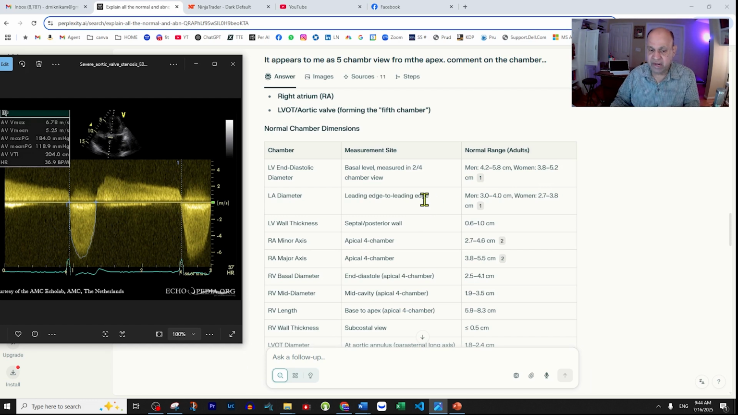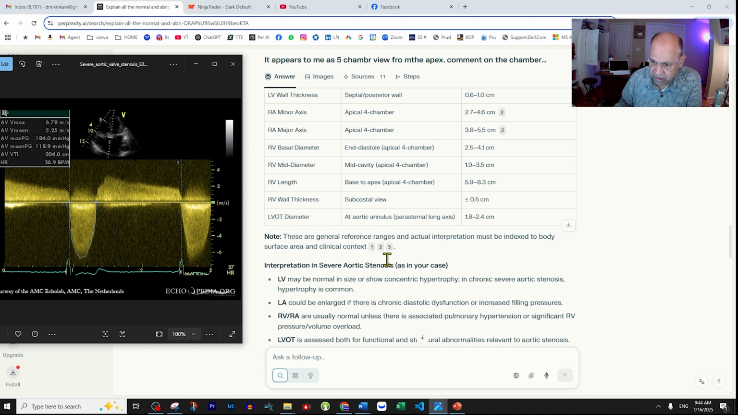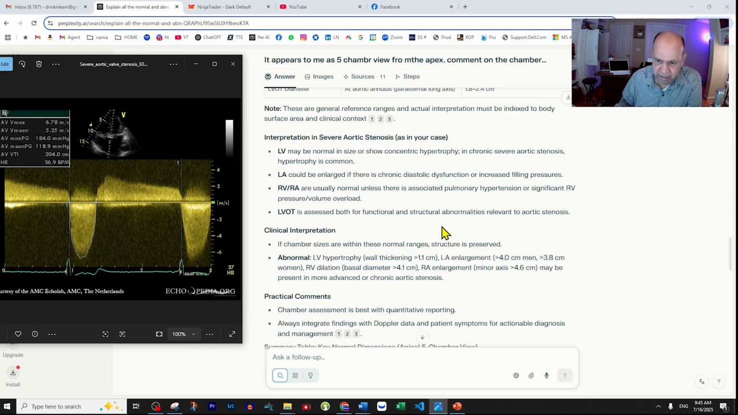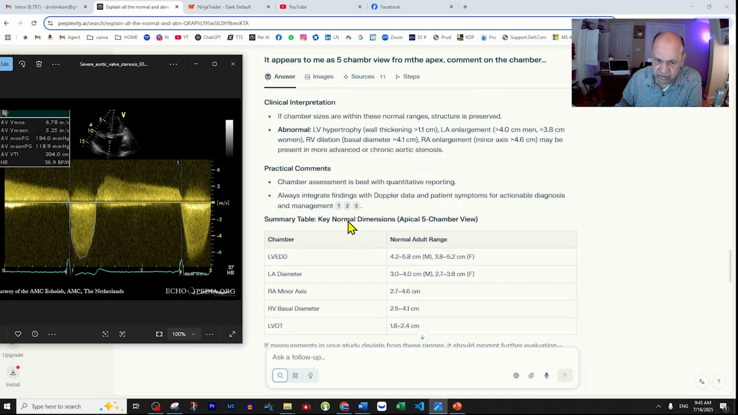So here you get all these different parameters, which are very useful, because now you don't have to look at a book or something else, because these are all from the ASE reference articles. And as you can see, it even gives the right ventricular size at the basal and mid levels, length, LVOT diameter, all these things. And then it gives an interpretation of severe aortic stenosis, LV, LA, RA, RV, all these things.